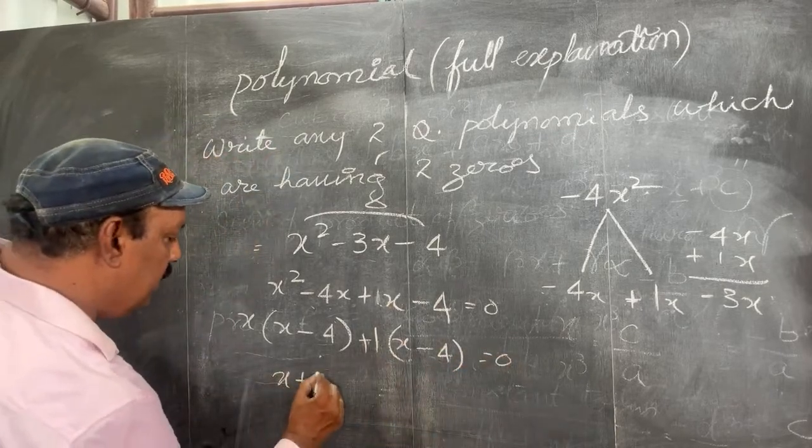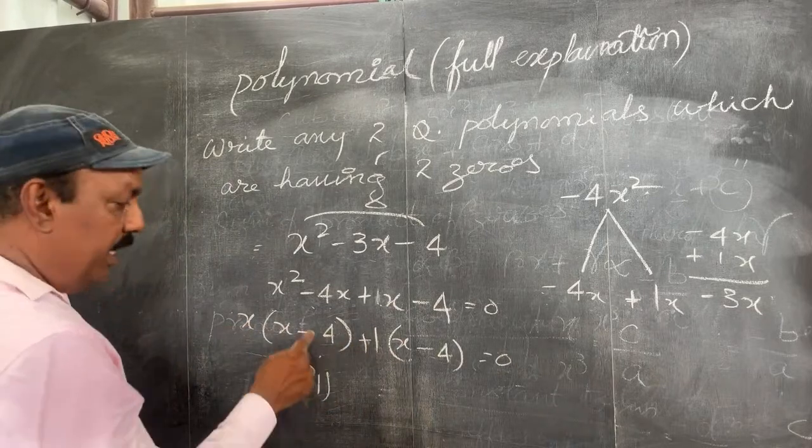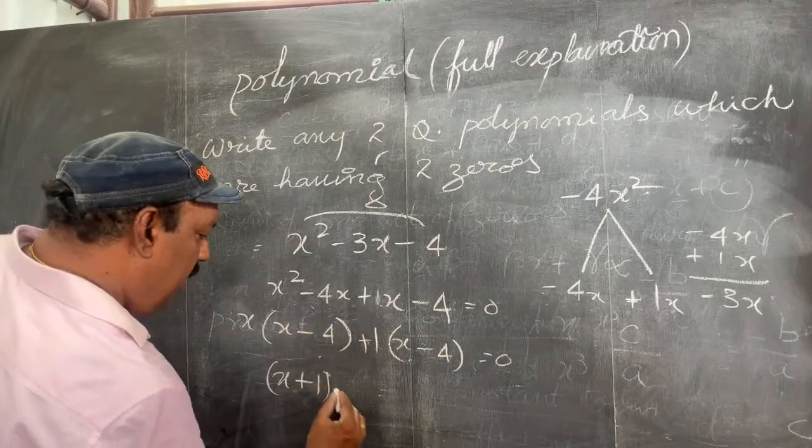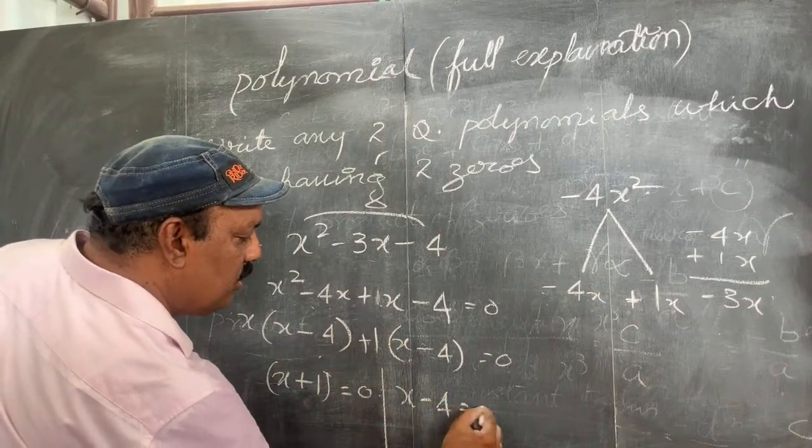x plus 1 is one factor. The outside ones, one factor you have to take. Inside, the common one, one factor you take. x plus 1 is equal to 0, x minus 4 is equal to 0.